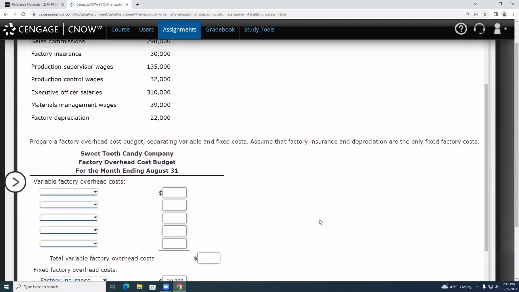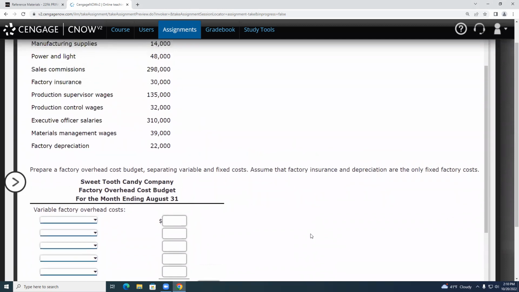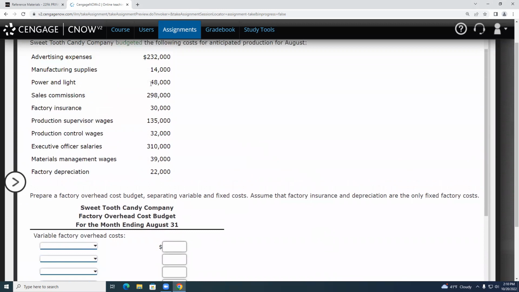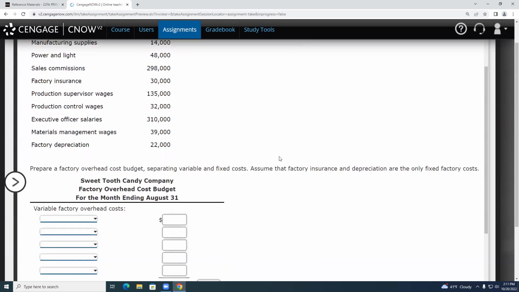It also does not tell us that we have any mixed costs, but as we've discussed in the CVP analysis chapter to start, power and light or utilities typically are mixed costs. So we're going to treat it as completely variable because that's what it says here. But in reality, we would probably need to split this power and light into which part is fixed and which part is variable.